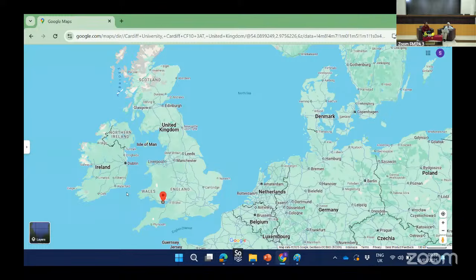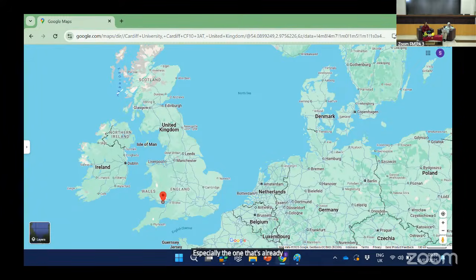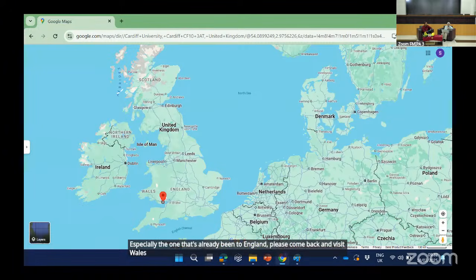So yeah, we are here in Cardiff, which only has about 500,000 people, maybe less than that, because it's including other areas as well. If you go to the United Kingdom, don't say you go to England, but say you go to the United Kingdom, and please visit Wales, especially those who have already been to England. Please come back and visit Wales. We are friendly people.